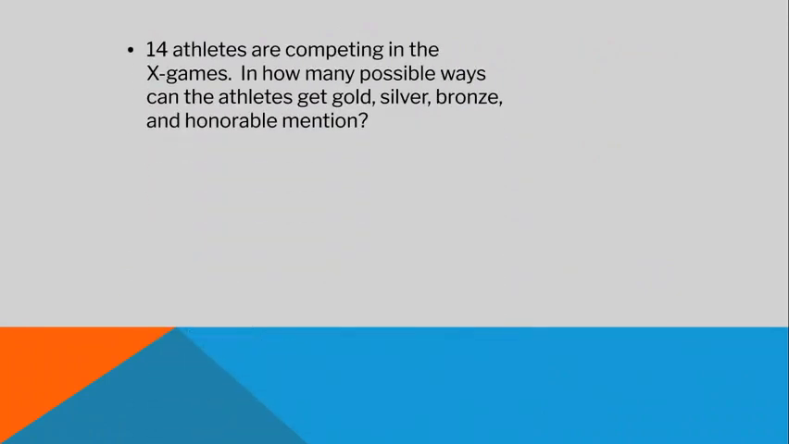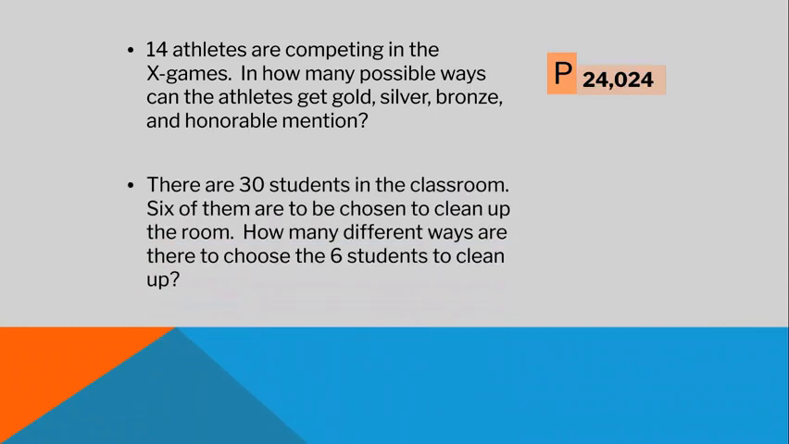14 athletes are competing in the X Games. How many possible ways can they get gold, silver, and bronze? Does order matter? Yes. There are 4 awards. So 14P4. There are 30 students in the classroom. 6 of them are able to be chosen to clean up the room. How many different ways are there to choose the 6 students to clean the room? Did order matter? It did not. 30C6.